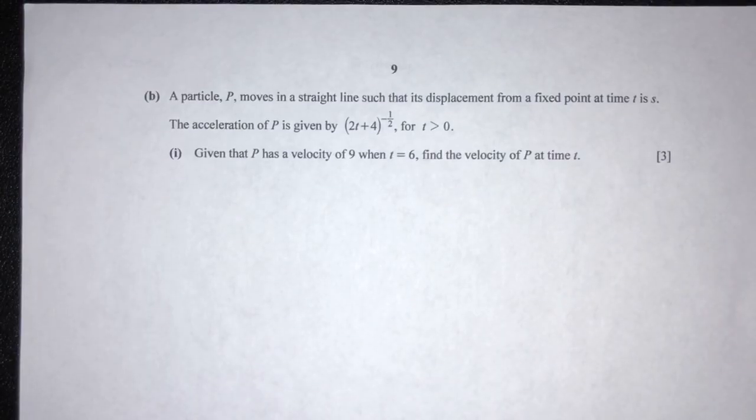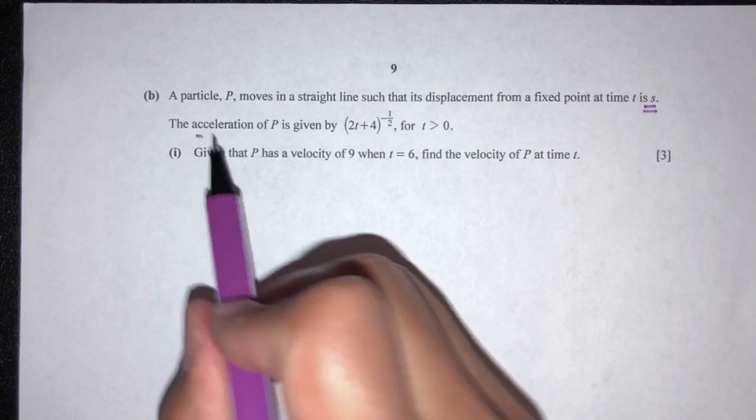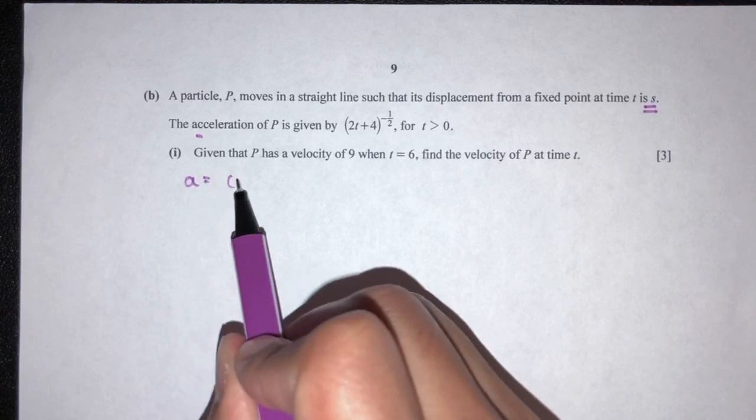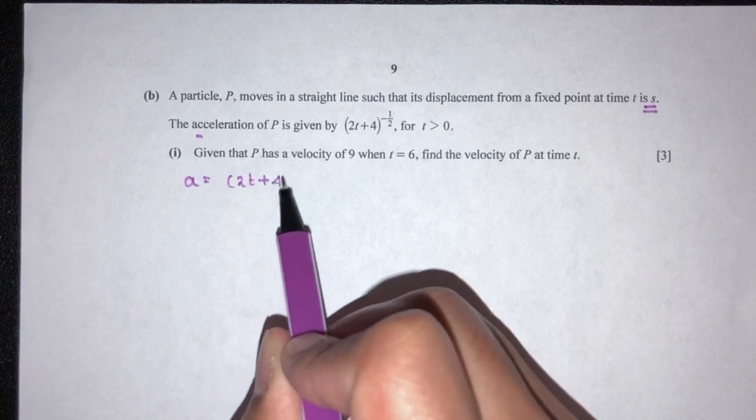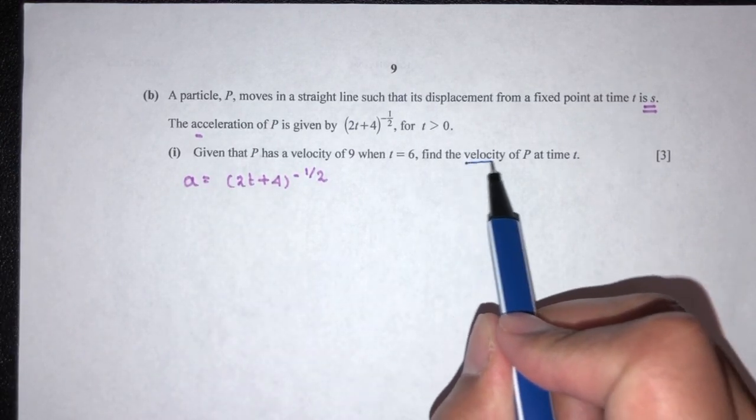Now let's move on to part B of the question. A particle P moves in a straight line such that its displacement is S. Now we know that the acceleration, which is a, is given by (2t plus 4) to the power minus half. Now we have to find the value of v at t.